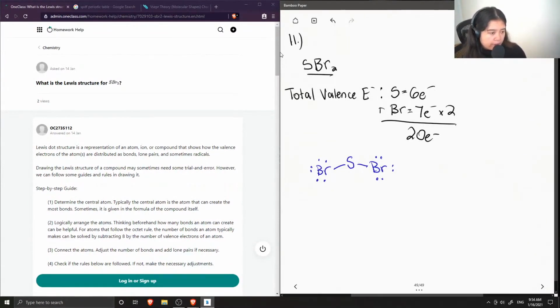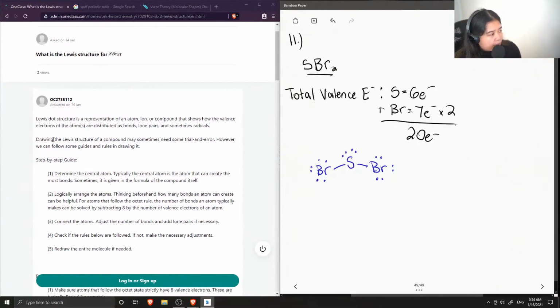So far we only have 16 electrons in this structure, and I need 20 in total. So I'm just going to draw 4 more on my central sulfur atom. So now we have a valid Lewis structure for sulfur dibromide.